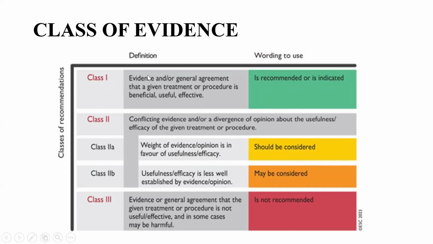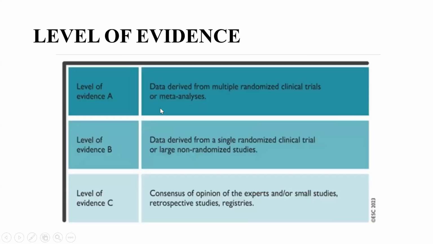So class 1, we all know, is recommended or indicated. Class 2, 2A and 2B: 2A meaning to be considered, 2B may be considered, and 3 definitely is not recommended. Then the levels of evidence: level A is meta-analysis or multiple randomized trials, level B is a single randomized clinical trial or large non-randomized studies, and level C is consensus of expert opinion, small studies, retrospective studies, and registries.